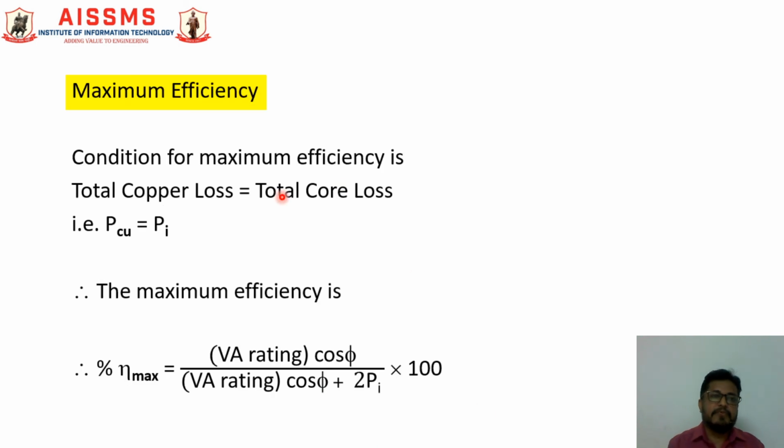Now let us find out maximum efficiency. The condition for the maximum efficiency is total copper loss equal to total core loss, that is PCU equal to Pi. Therefore maximum efficiency is percentage eta max equal to VA rating into cos phi divided by VA rating into cos phi plus twice core losses in the transformer multiplied by 100. That's all for today's session.